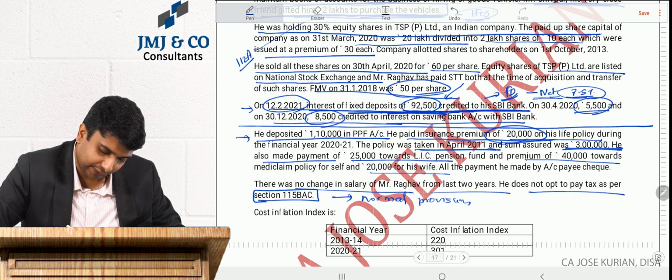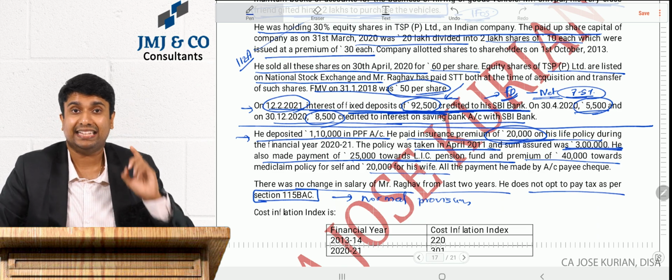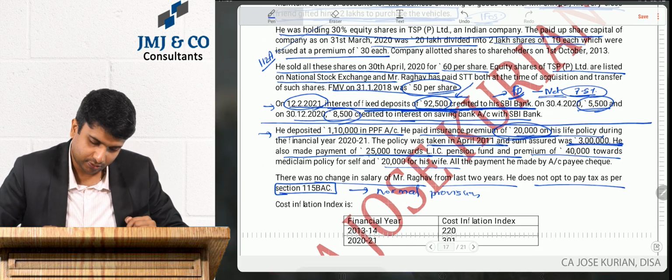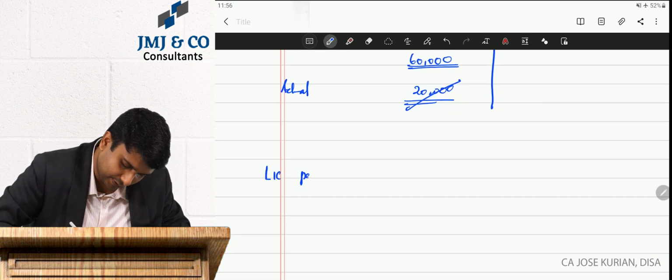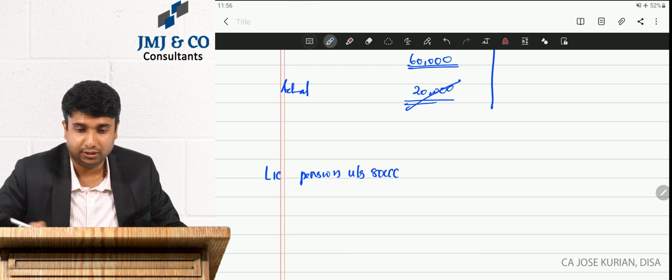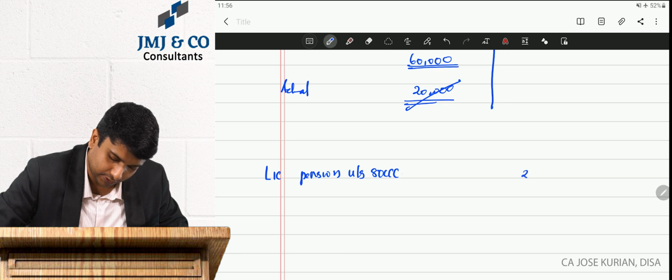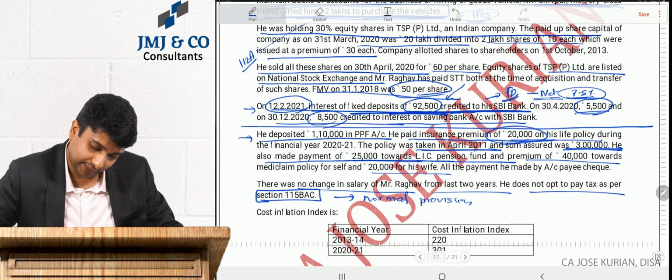Now, moving forward with the next one. He also made 25,000 towards LIC pension fund. LIC pension fund is an 80CCC item. All right, so we will write it as LIC pension fund under section 80CCC. And what is the contribution? It is 25,000 he has given. 25,000 is his contribution. Now, is there anything remaining?